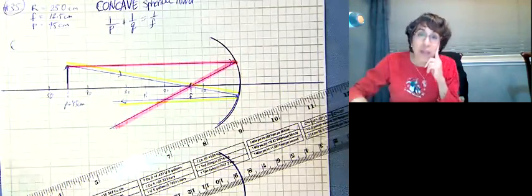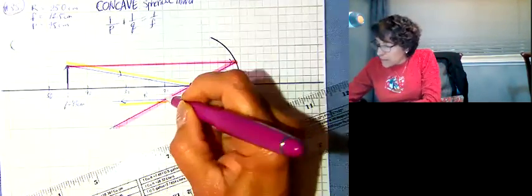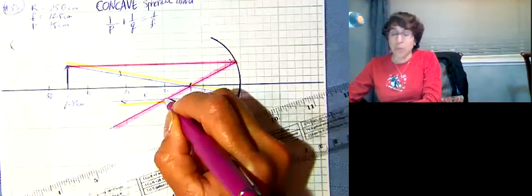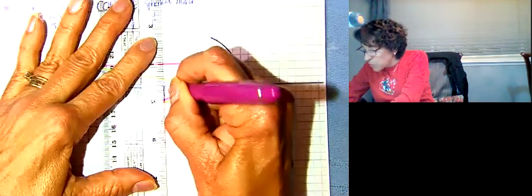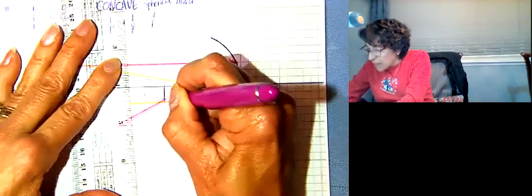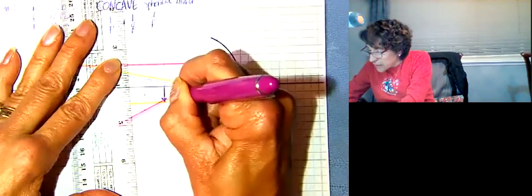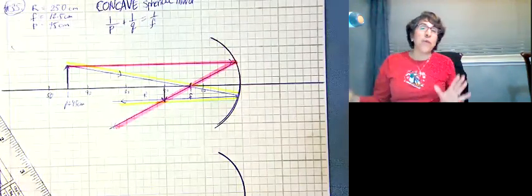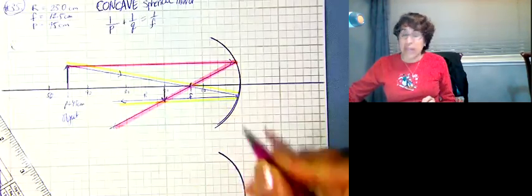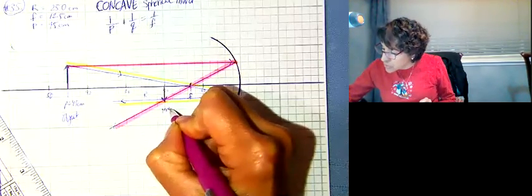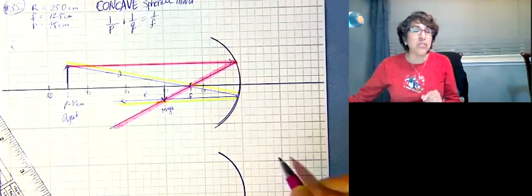Now I look and see where they met. And they met right here, below the principal axis. So that is where my image is going to form. I'm going to draw it right there, and it's upside down because it's below. So that's graphically. This is my object, and this is my image. So the image, you'll notice, got smaller or diminished.